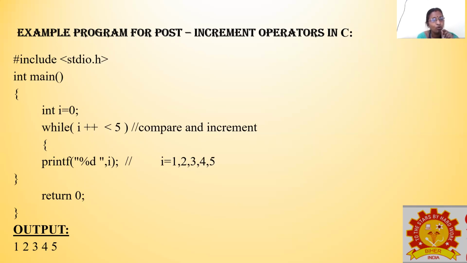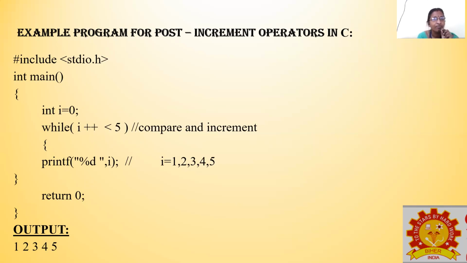Then go to the while loop. Yes, the current value of I is now 5. Is 5 less than 5? No, you are doing the comparison. 5 is not less than 5. You are coming out. So what will be the output of this program? The output of this program, the I values, are 1, 2, 3, 4, 5.